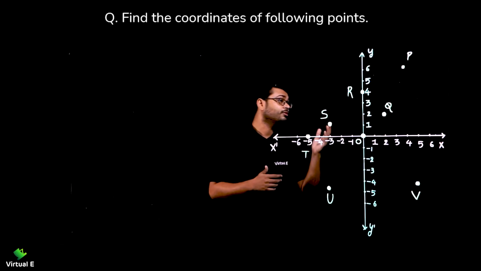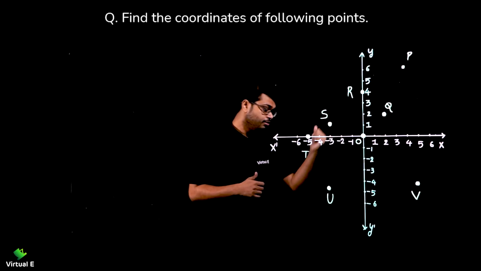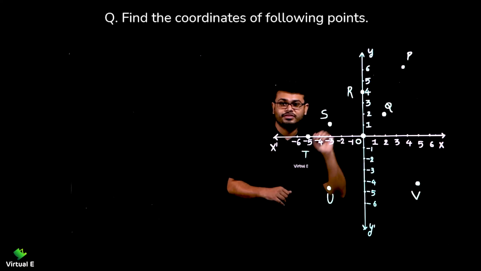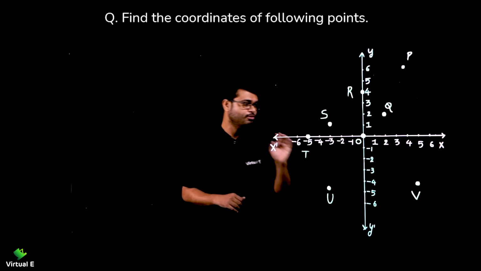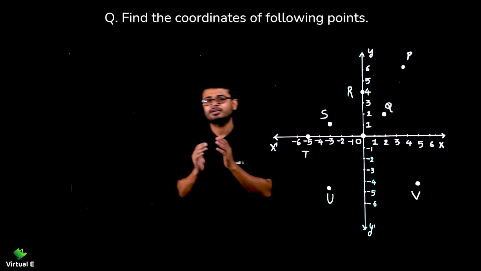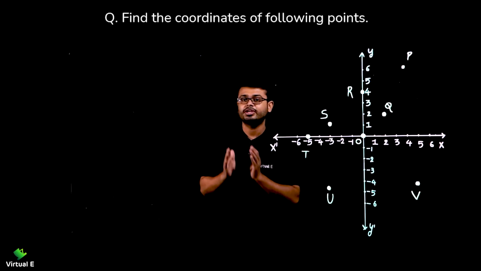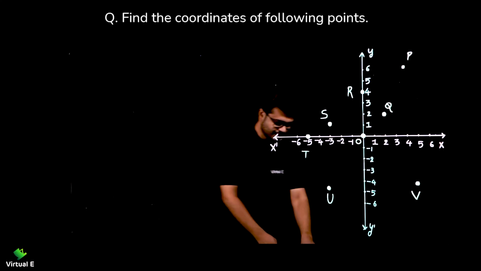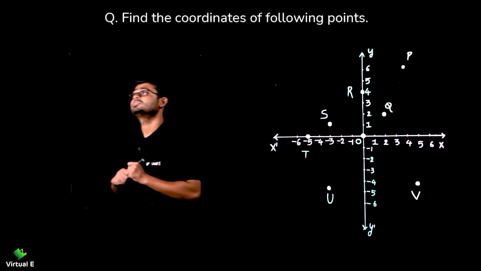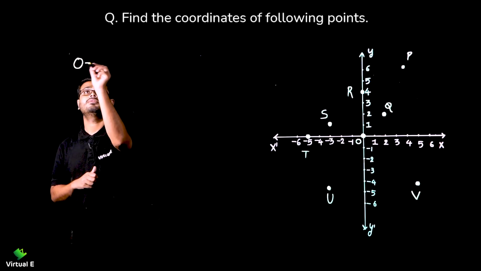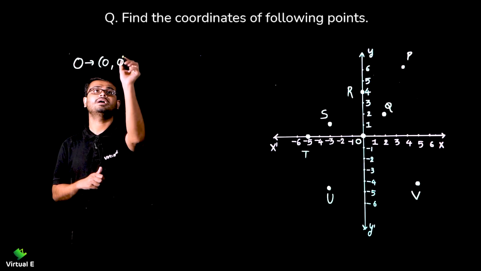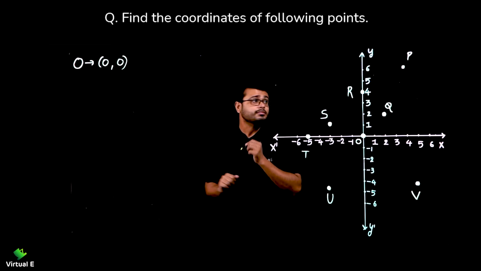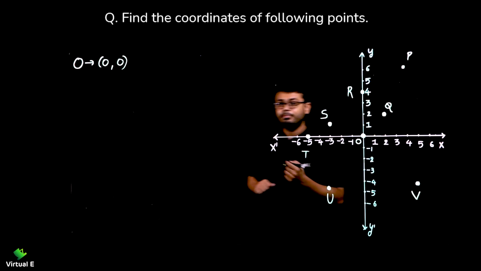So there are P, Q, R, S, T, O, U and V as well. I think the easiest out of all of them is the origin, O, because I told you that the coordinates of the origin are always going to remain the same. That is the starting point, that is 0, 0. So let's start with that only, O. So first of all, O, that is 0, 0. First x coordinate, then y coordinate. Done.